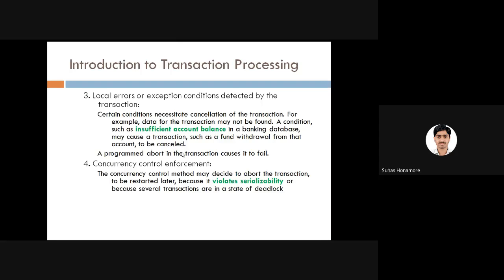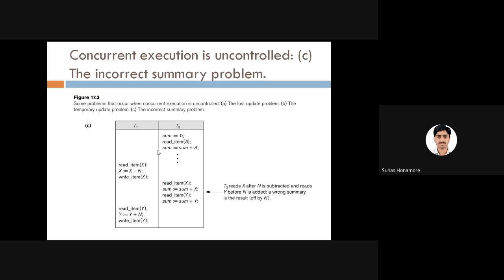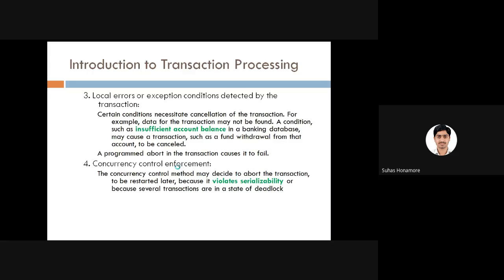Next, if some errors come, or you have to interleave things, so concurrency, you have algorithms for that purpose. Again there may be a problem, and whatever problems we saw, maybe some problems will come. At that time you have to abort one or two transactions only, and you have to restart them. That is a part of our algorithms.